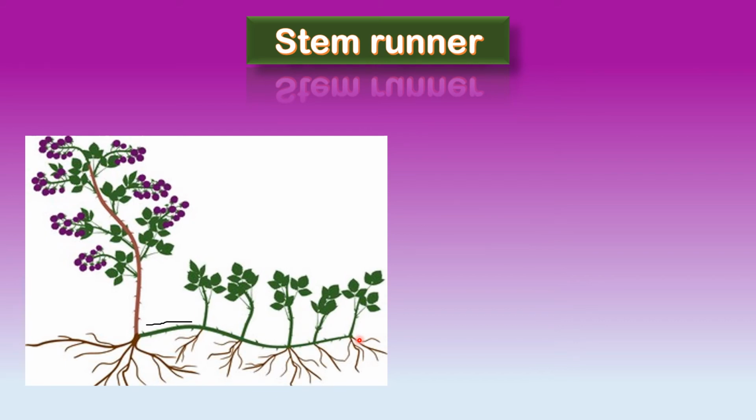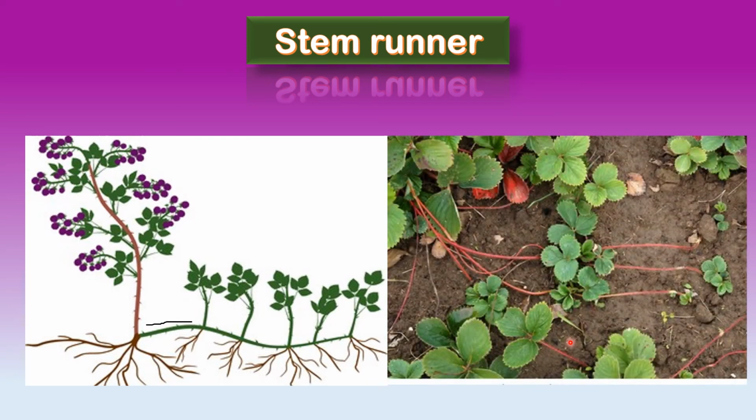It will start growing horizontally on ground, and wherever it touches ground and it gets proper conditioning, it starts developing roots. You can see in this diagram, children. And a very good example of this is strawberry.